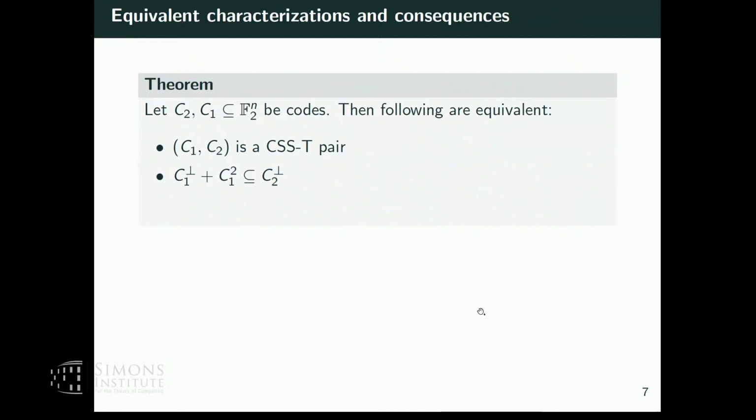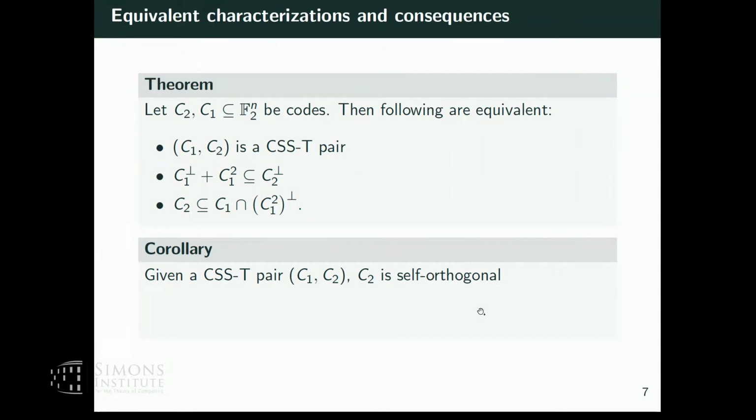Do you remember I said I was going to tell you something that you would be more comfortable with and you would think that's a really nice thing to think about? Maybe this one is a little bit easier. C2 is contained in the intersection of C1 and the dual of the square of C2. This condition right here says that C2 is in the relative hull of C1 and its square.